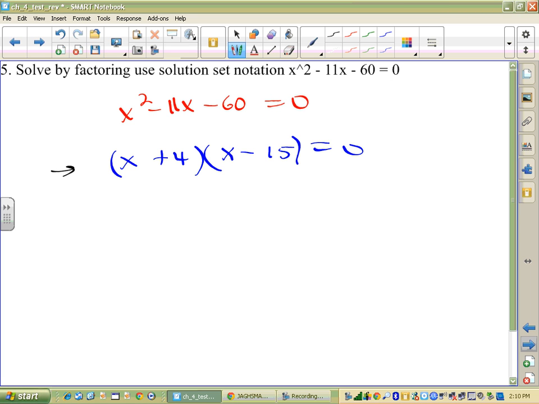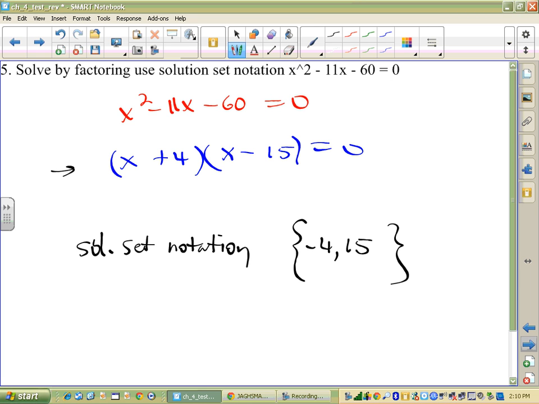Okay. So it says using solution set notation. I'm not going to be super picky about this. So if you don't put something in the right notation, even though it will demonstrate on the test how to, solution set means you're going to use braces like that. So in those braces, put your answers separated by a comma. So the answers are negative 4 and 15.